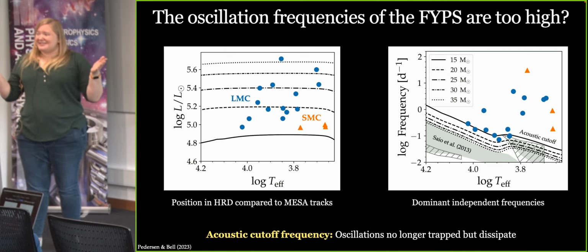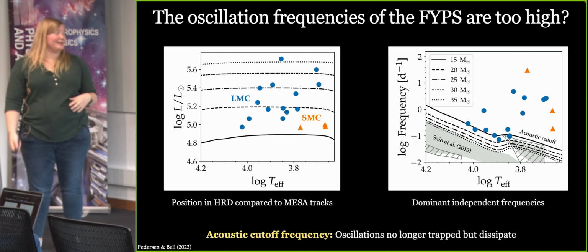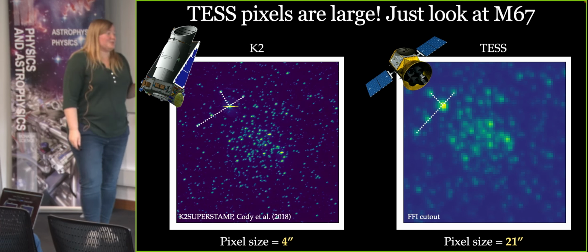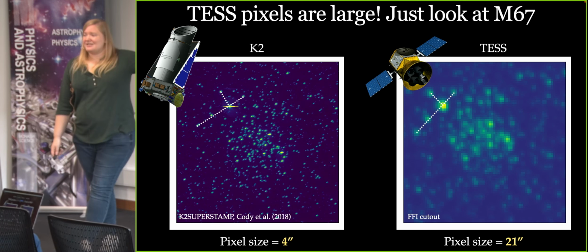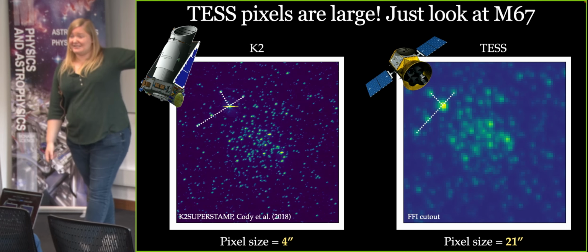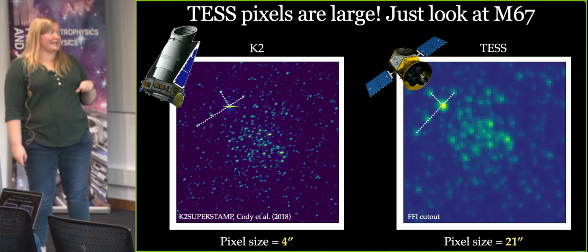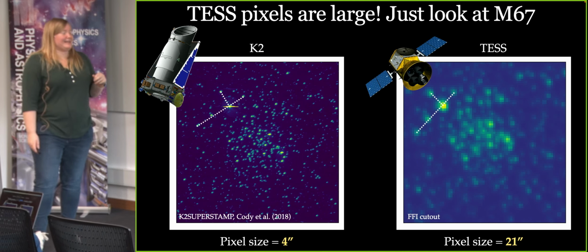So there's a potential issue here. Is there something wrong with the theory behind the oscillations, or could there be something else happening for these stars? And what we have to keep in mind when studying stars observed with TESS is that the pixel size of the TESS CCD is very large compared to other telescopes such as Kepler. So I'm trying to illustrate that here.